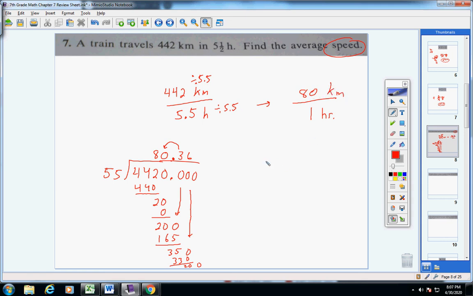Your answer would be 80 kilometers per hour, or if you chose to round here, then it would be 80.4 kilometers per hour, or you could say 80.36 repeating kilometers per hour. Look this over. Make sure you know how to solve these types of problems, okay?